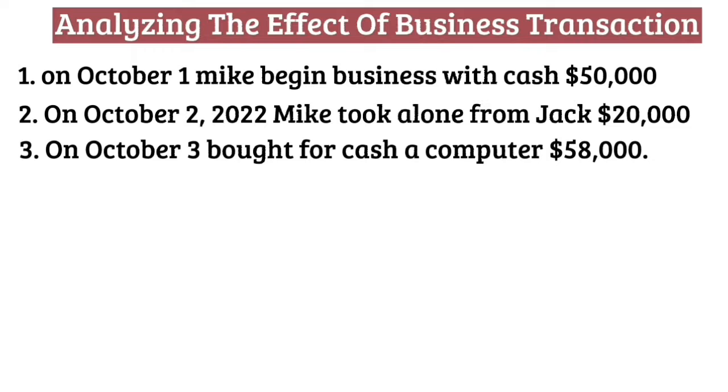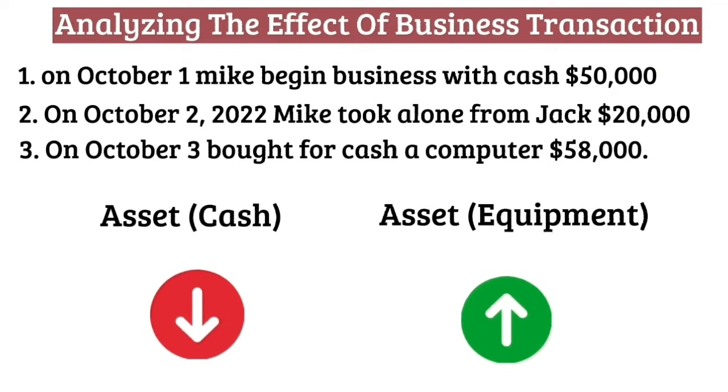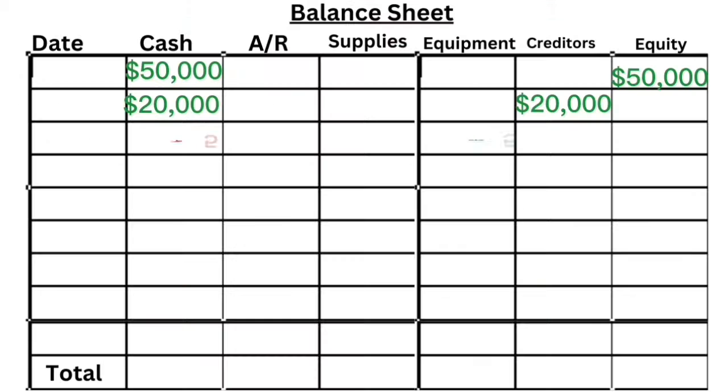On October 3rd, bought for cash a computer, $58,000. This transaction decreases one asset, cash, and increases another asset, equipment. Now after this transaction, the cash will decrease by $58,000 and equipment increases by $58,000.